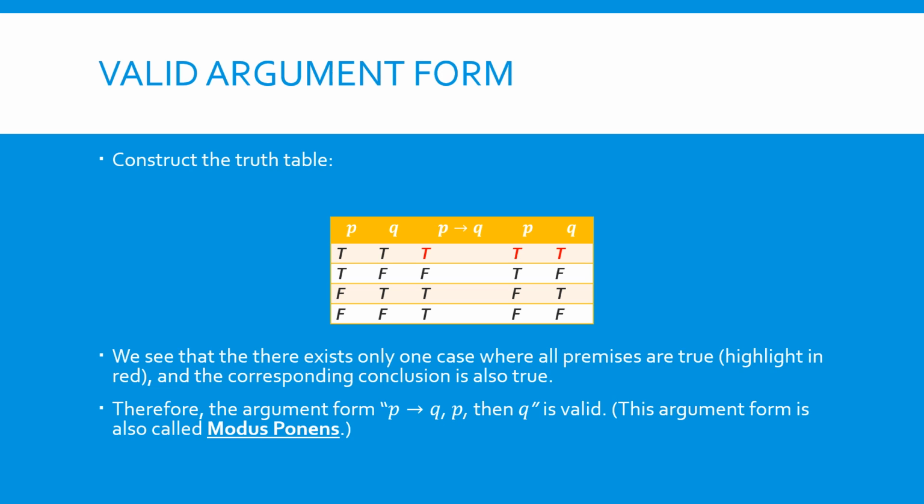At this point, we can claim that, for this argument form, when all premises are true, the conclusion is true. Hence, it is a valid argument form. This argument form is also called modus ponens.